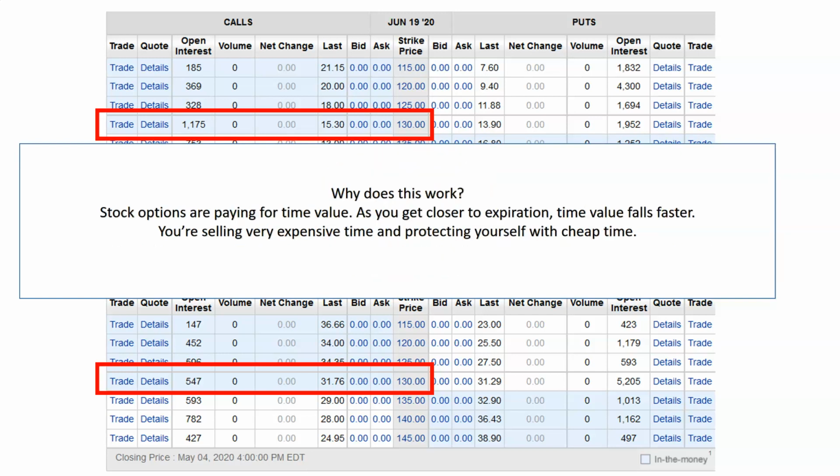Now, why does this work? Well, the answer is all about the time value, what we sometimes refer to as theta value in options. As an option gets closer to expiration, that time value, the theta, falls faster. Essentially, you're selling very expensive time and protecting yourself with cheap time, right?